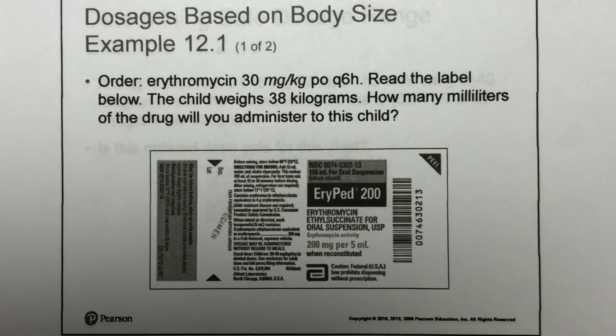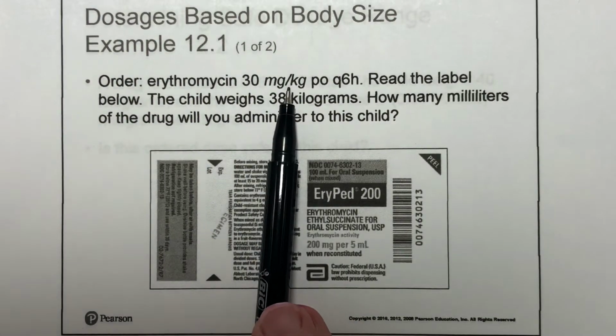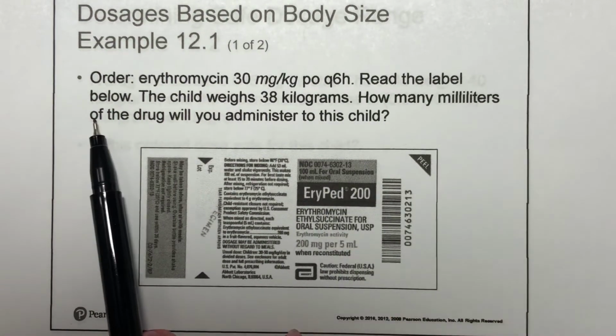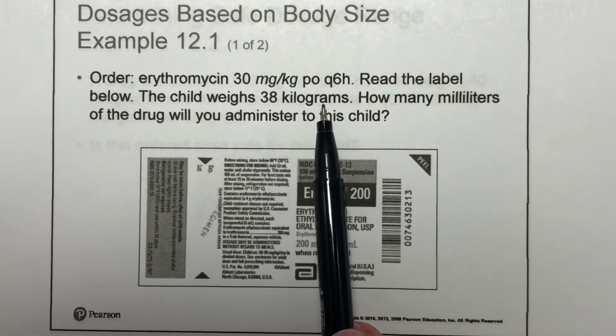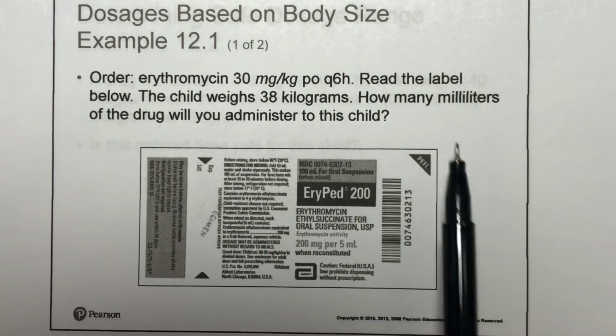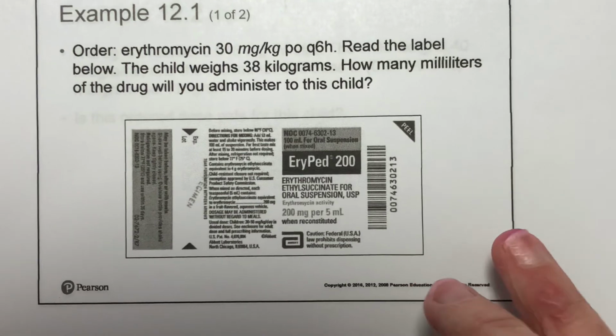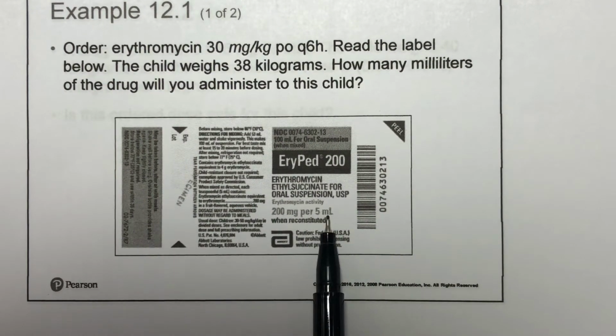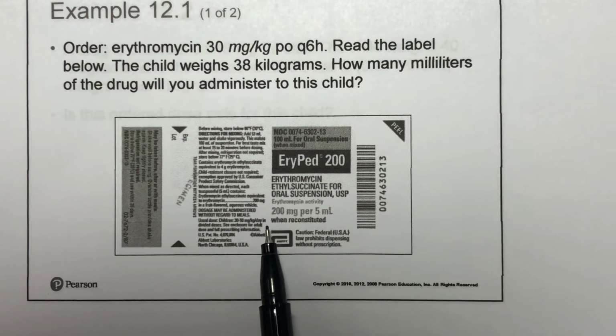And here is our first problem. We have been ordered 30 milligrams per kilogram every 6 hours. Read the label below. The child weighs 38 kilograms. How many milliliters of the drug will you administer to this child? Well, if you look right here, it says 200 milligrams per 5 milliliters. So this is the strength of the drug.